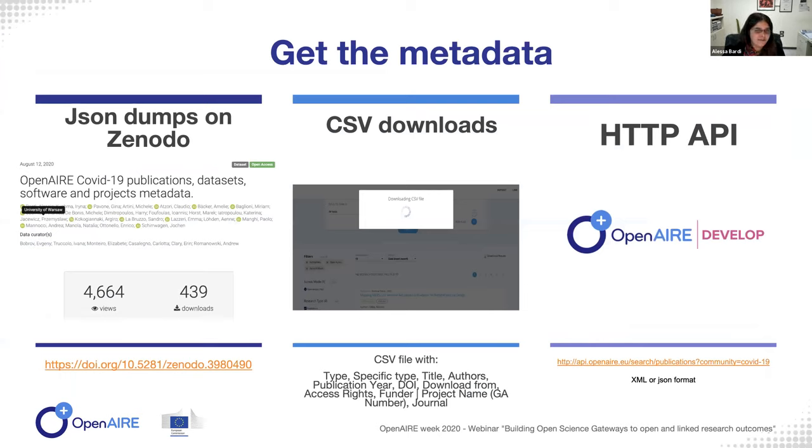And finally, the way you can get the metadata of research products on coronavirus. So the JSON dumps that you can find on Zenodo, and you will find the URL, the possibility to download the CSV files directly from the gateway based on the search you have performed, and the API from which you can download the metadata records in XML or in JSON format.